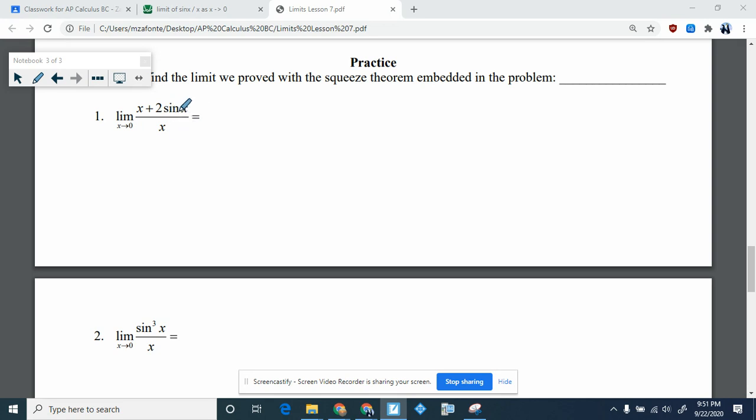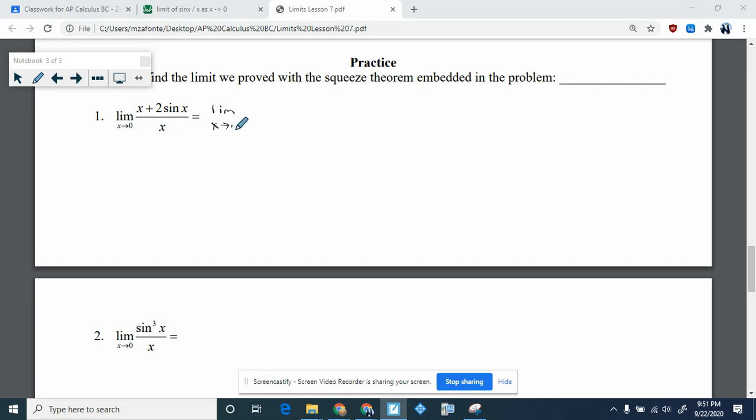But this, I can't just pull that out, so to speak, because there's this x plus here. So what is it that I can do? Well, you know a couple of things, right? You know that fractions can be broken up over addition, or in other words, this x can divide both this and this. So I'm going to rewrite this expression.